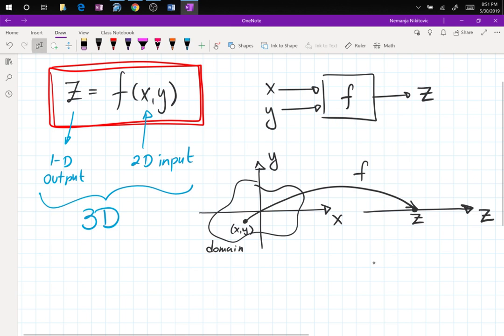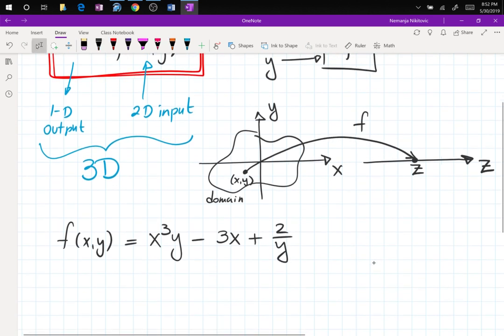As an example, I can define function f of xy to be x cubed y minus 3x plus 2 over y. So this would be an example of the function. And this is a three-dimensional function because you have x, y as input, and then f of xy, we said that's your z. Just like your f of x used to be y, now f of xy is z.